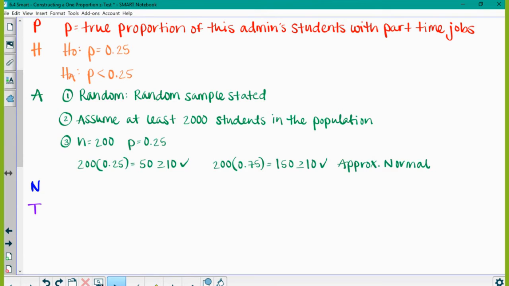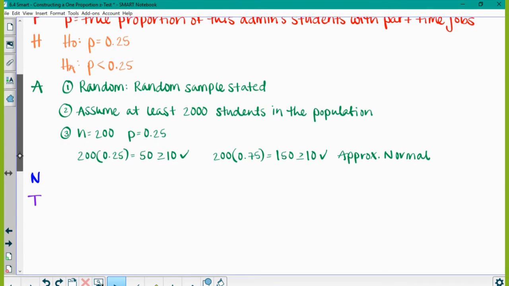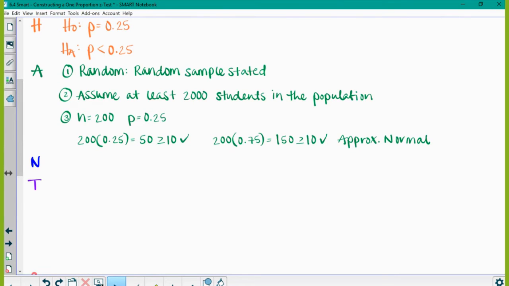Last condition would be success/fail. And remember that we're going to use the null proportion to plug in for the p part. So n is 200, p is 0.25. I multiply those two together. I get 50 successes. I do the opposite, so 0.75. I get 150 fails. So that's both greater than 10. So I have approximately normal. All three conditions are met, so I shouldn't run into any problems in my conclusion.